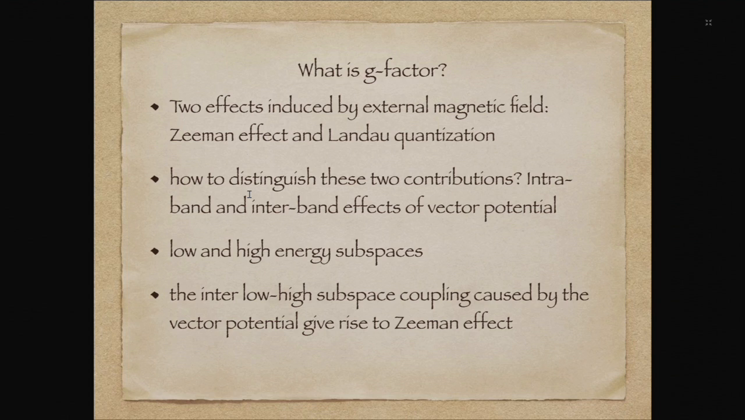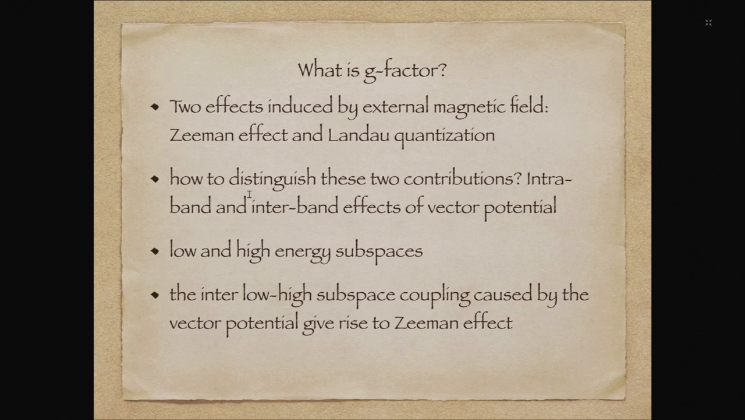So basically, if you turn on the external magnetic field, it can be modeled by a vector potential A. So the vector potential A has two contributions, the intraband contribution and the interband contribution. The intraband contribution gives us the Landau level quantization, and the interband components actually give us the G factors. So in order to do that, first of all, we need to separate our energy bands into two subgroups, the low energy and the high energy subspaces.